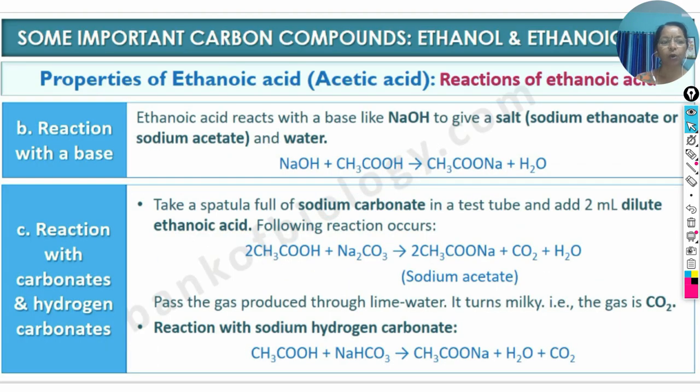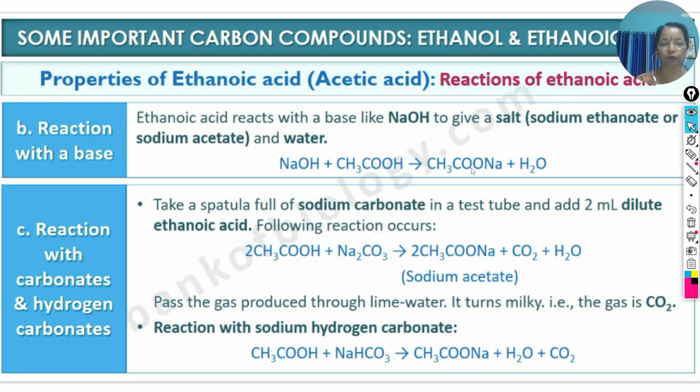Okay, now coming to the next chemical property of ethanoic acid. Ethanoic acid reacts with the NaOH base. Okay, acid and base. So what do we expect? Salt and water. We are getting sodium ethanoate and water. Okay, acid plus base gives salt and water.